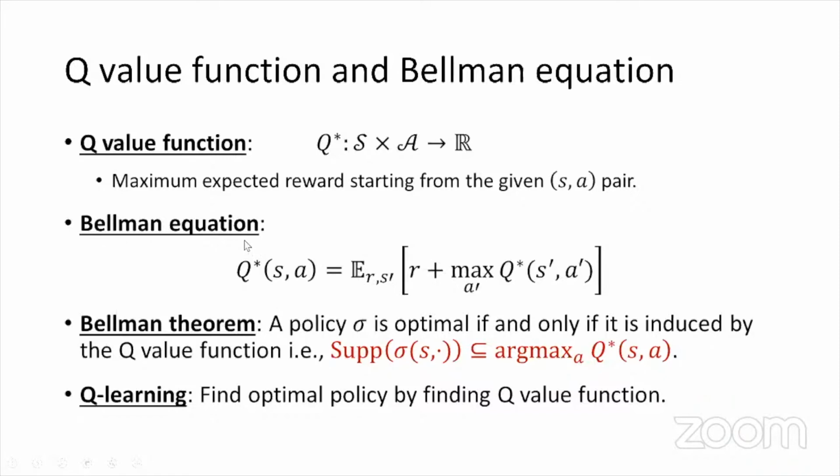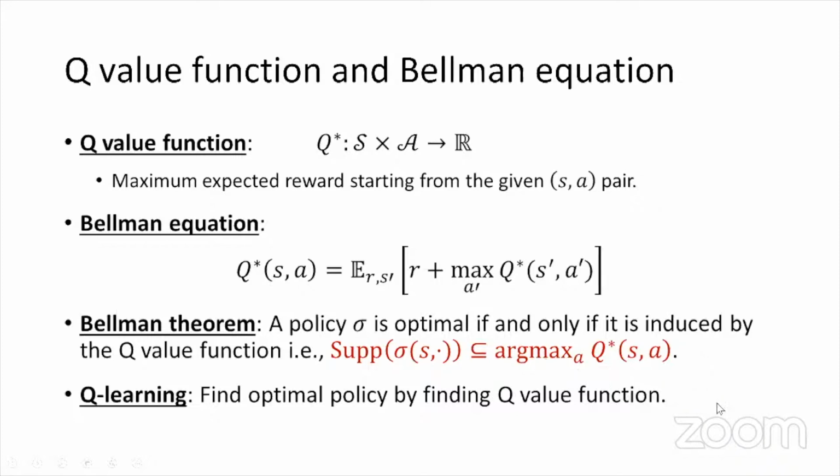And a Q value function is optimal, meaning that it gives us the optimal Q star value function, if and only if it satisfies the Bellman equation. Okay. And secondly, this can also be translated into the policy world, meaning that a policy sigma is optimal if and only if it's induced by the optimal Q star value function. Which means that the support of the optimal policy function is contained within the argmax of the Q star of S comma action space, where we take the argmax over all the action space.